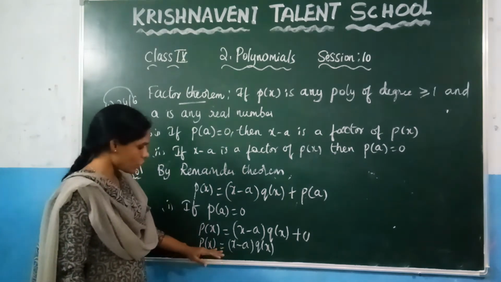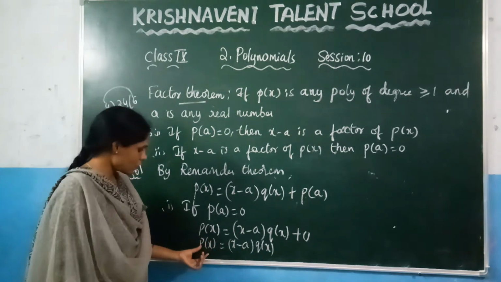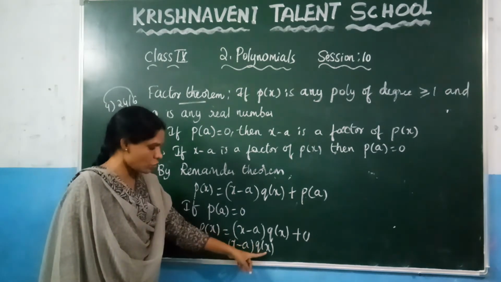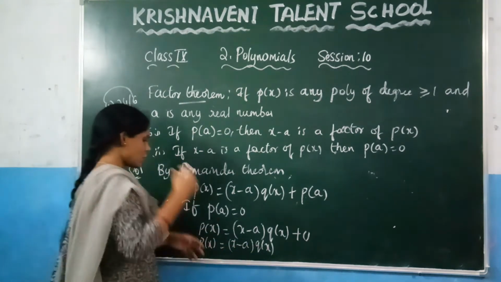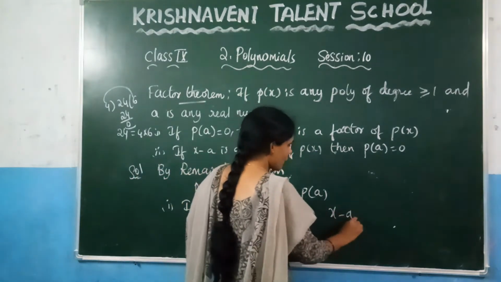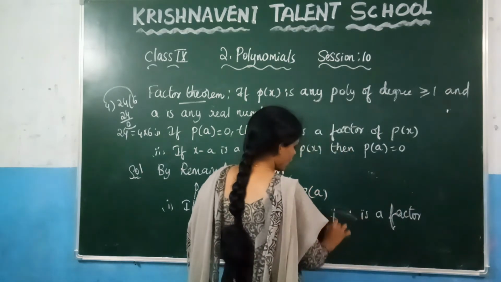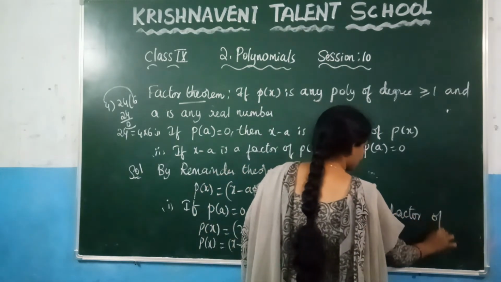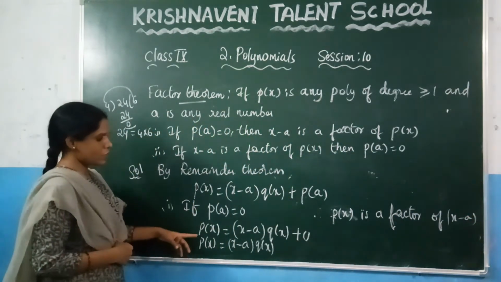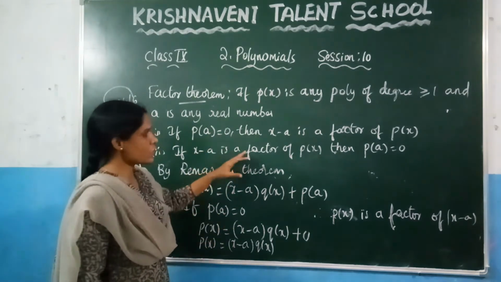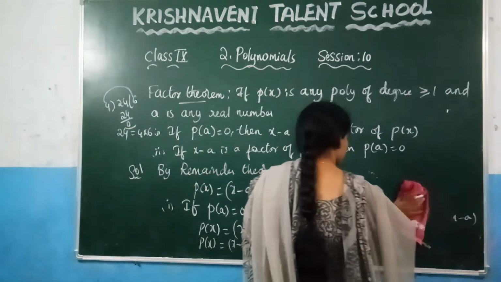Similarly, at this point, what we can say here is that x minus a is a factor of P of x, because if you are dividing this polynomial with x minus a, you are getting the quotient Q of x and you are getting the remainder which is 0. So here at this point, what we can say is that x minus a is a factor of P of x. This is the first statement. That means if the remainder is 0, then we can say that x minus a is a factor of P of x. Now see the next condition here.